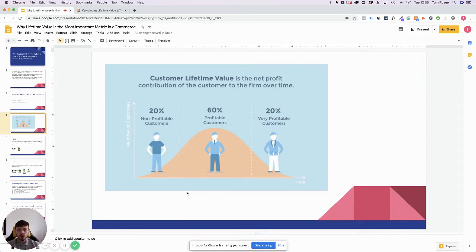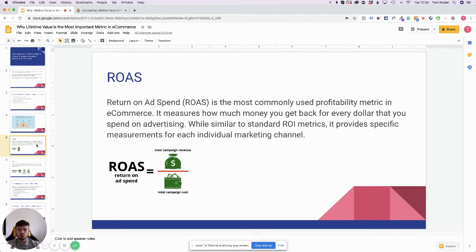So when most people are running e-commerce advertising campaigns, they're normally looking at ROAS, which is return on ad spend, and it's most commonly used to see the profitability metric in your e-commerce campaign. It's normally to see how much money you're getting back for every dollar that you're spending on advertising. Now, this is a great metric to look at from a surface level, but it doesn't really tell you much about the customer lifetime value.